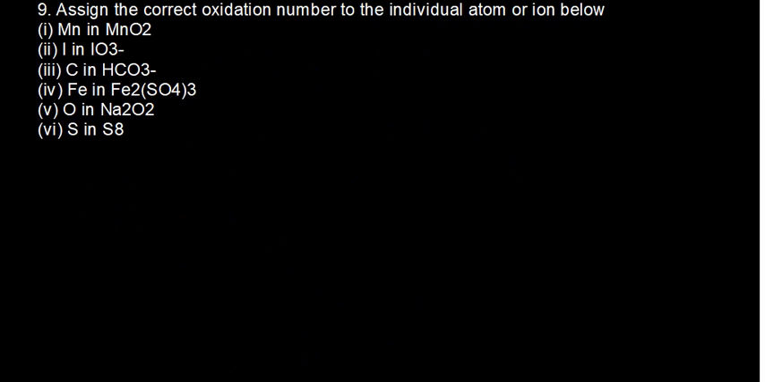Assign the correct oxidation number to the individual atom or ion below. There are some rules that get applied to oxidation numbers. If you've not watched our tutorial on that, do well to check it out. So how do you assign the oxidation numbers? There are a few things that are known that you're supposed to take down.